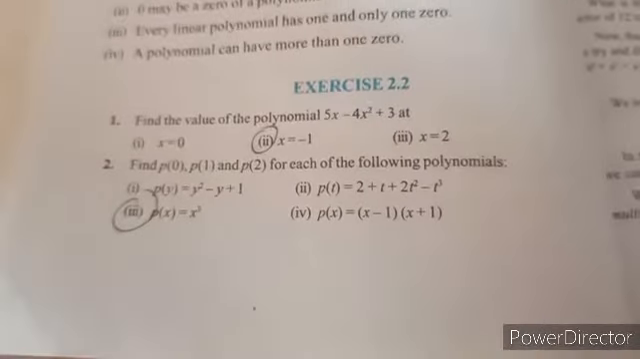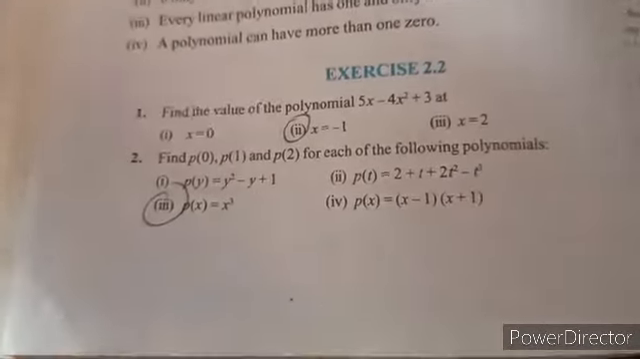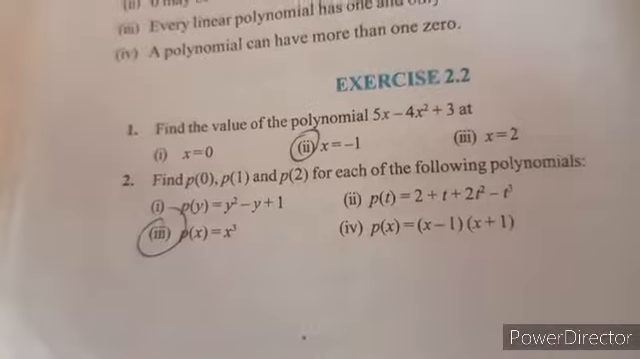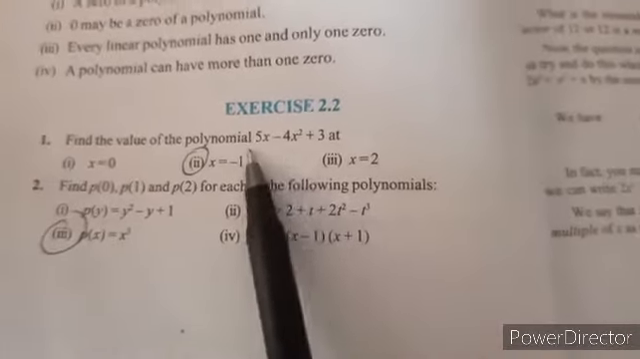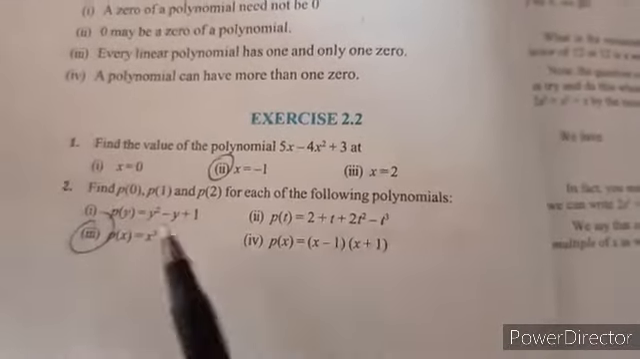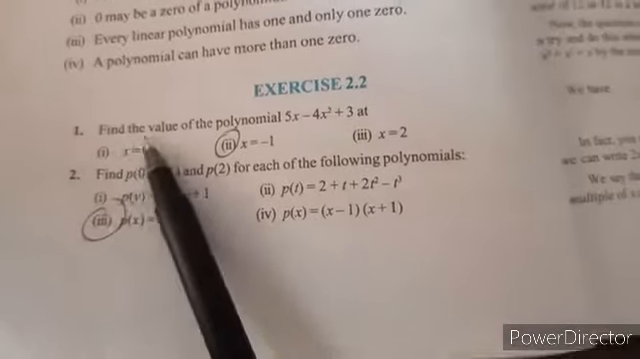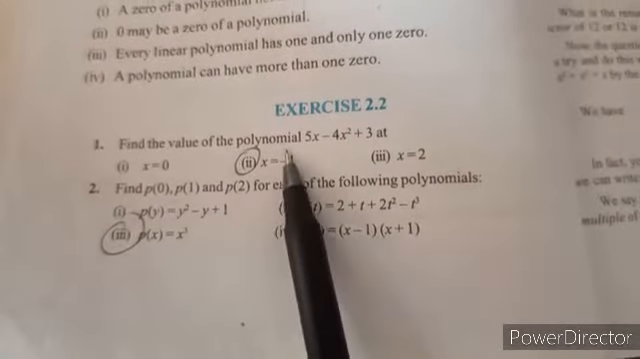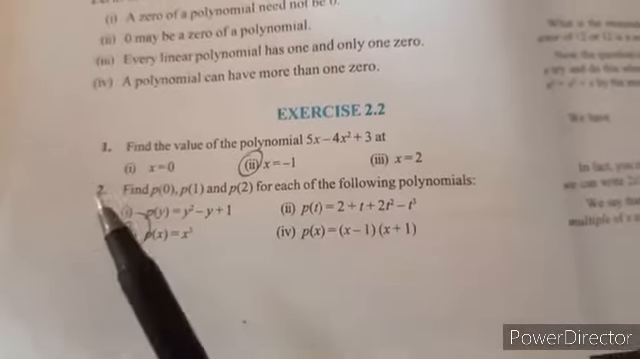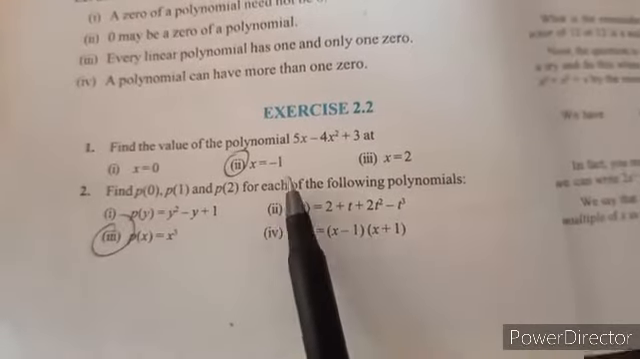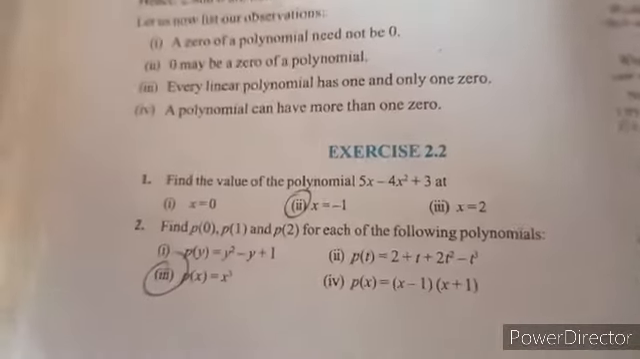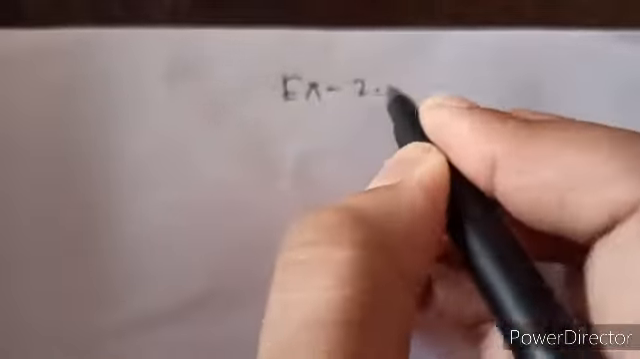Good morning, students. As in the last class, all of you understood the different types of polynomial. Today we are going to start from exercise 2.2. So the first question over here is: find the value of the polynomial at x equal to 0, at x equal to minus 1 and at x equal to 2.